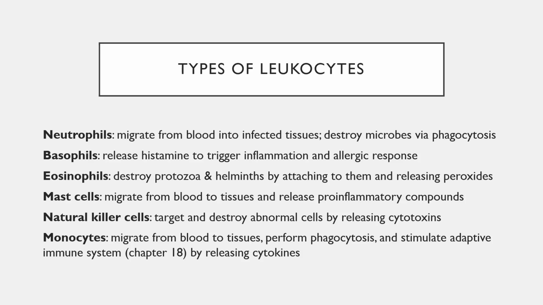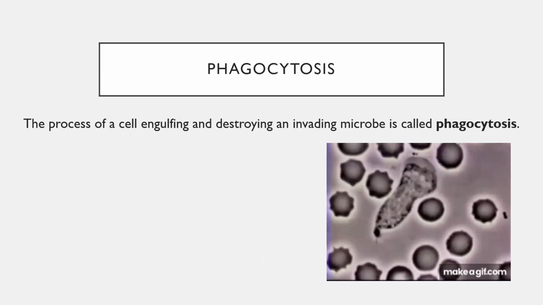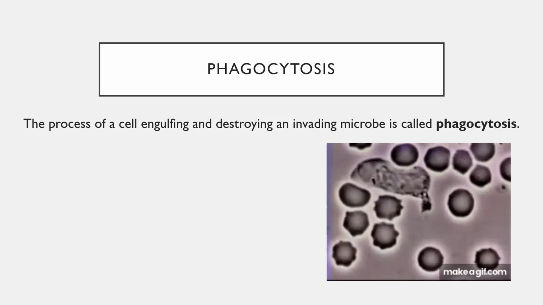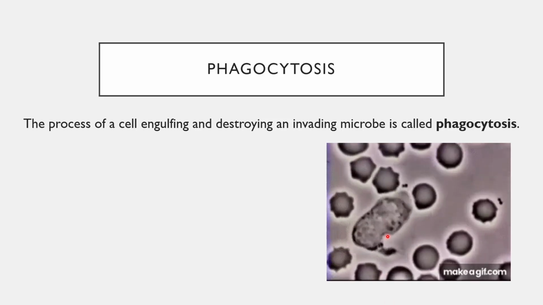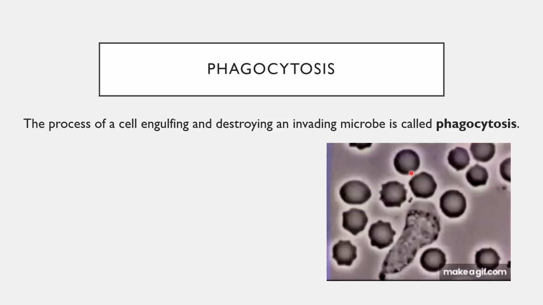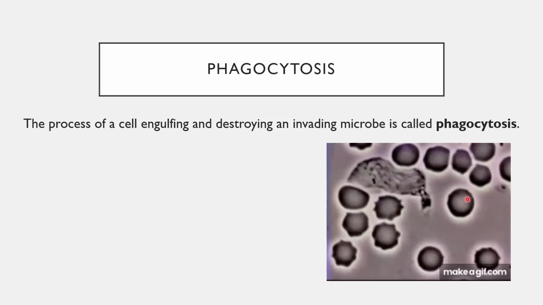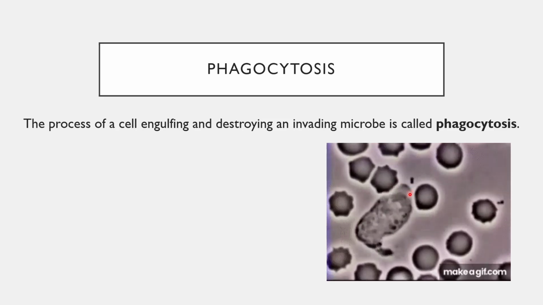So now, as promised, let's take a look at this process called phagocytosis, which is one of the major ways by which white blood cells destroy microbial invaders. And you can see an animation of this happening right here. This is a neutrophil in the bloodstream, and around it you can see red blood cells. And you can see that it's chasing down a little Diplococcus bacterium.